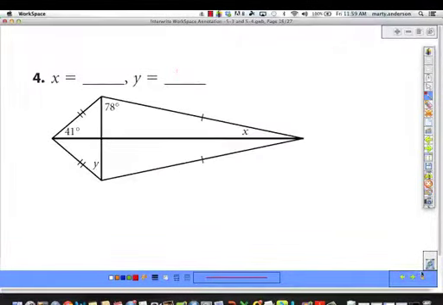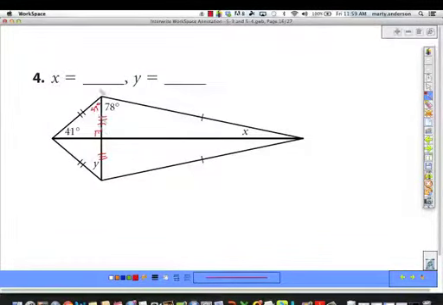Let's see, next guy looks like a kite to me. A couple things that we know. First of all, this is congruent to this, so it looks like I should put triple ticks on there. And I know this is a right angle. We know that right out of the chute. If this is a right angle and this is 41 degrees, then I probably know that this up here is going to be 49 degrees.